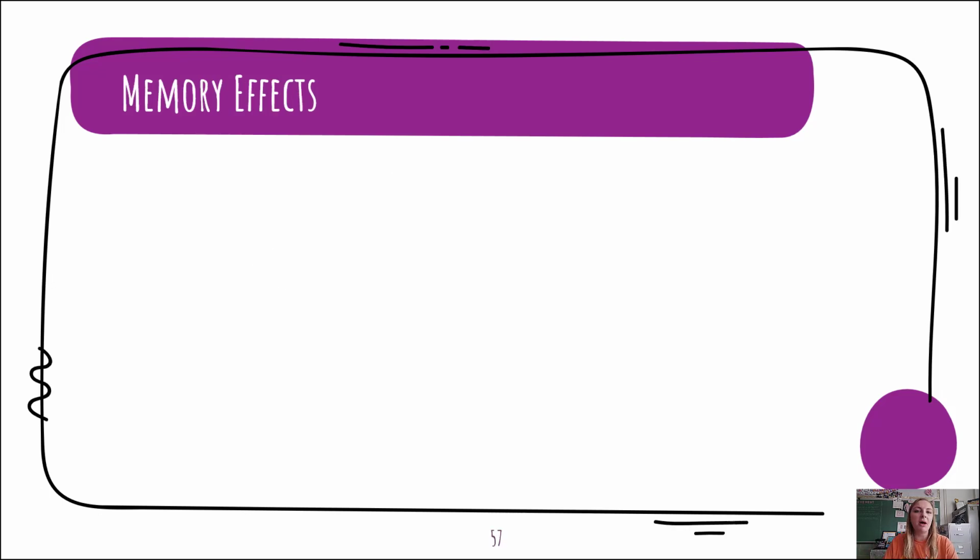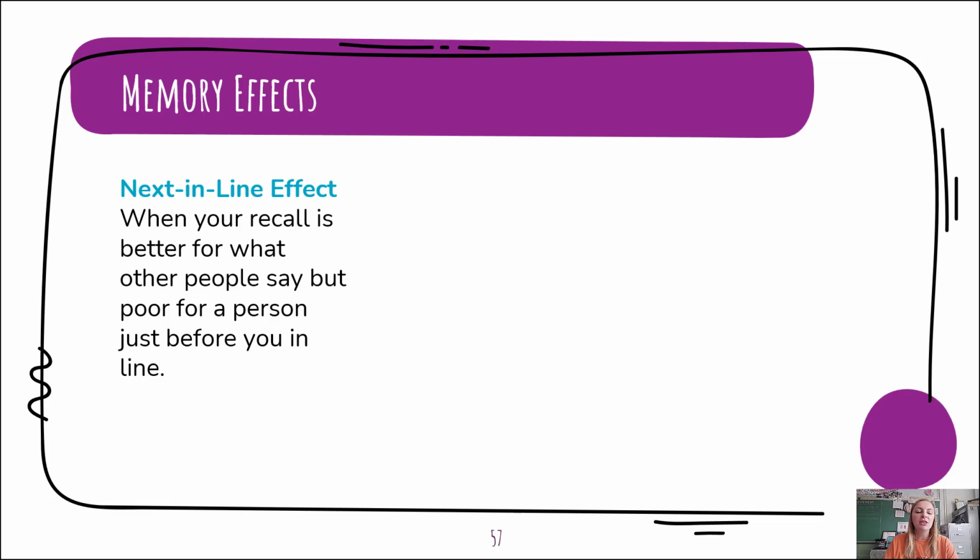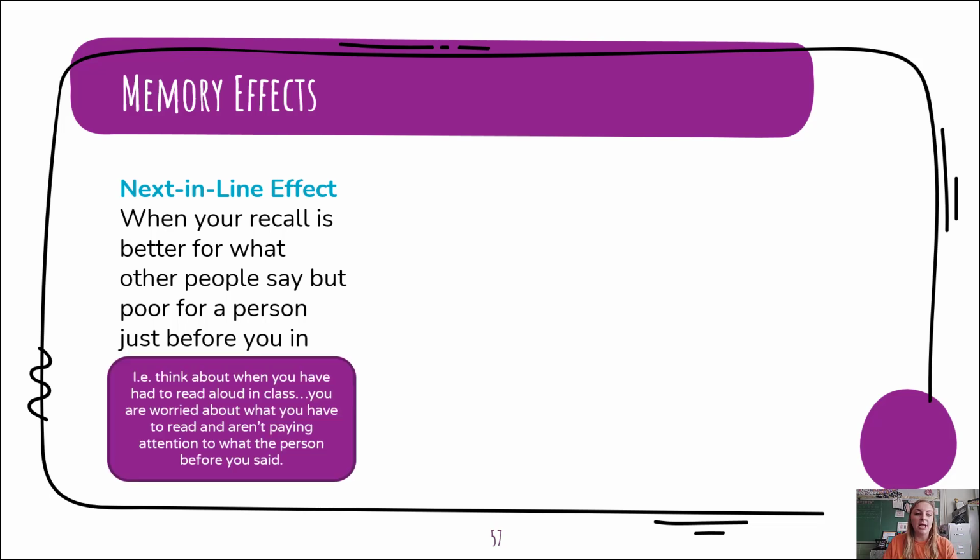Let's talk about some other effects on memory. The first is the next in line effect. The next in line effect is when your recall is better for what other people say, but poor for a person just before you in line. Think about when you have to read aloud in class. You're so worried about what you're going to do that you aren't really paying attention to what the person before you said. This is because your focus is on preparing yourself to read next and not on what the person right in front of you is doing.